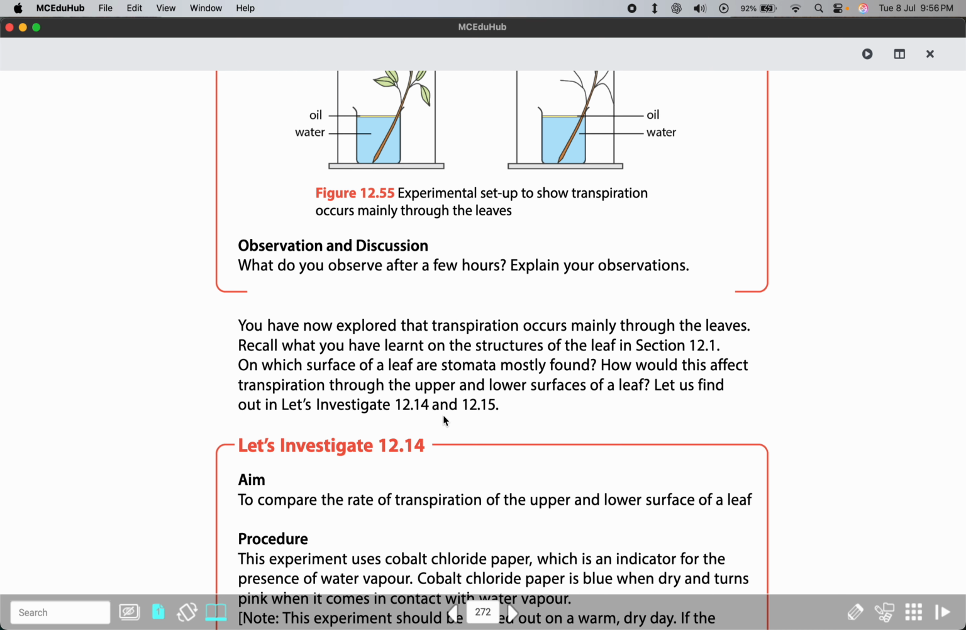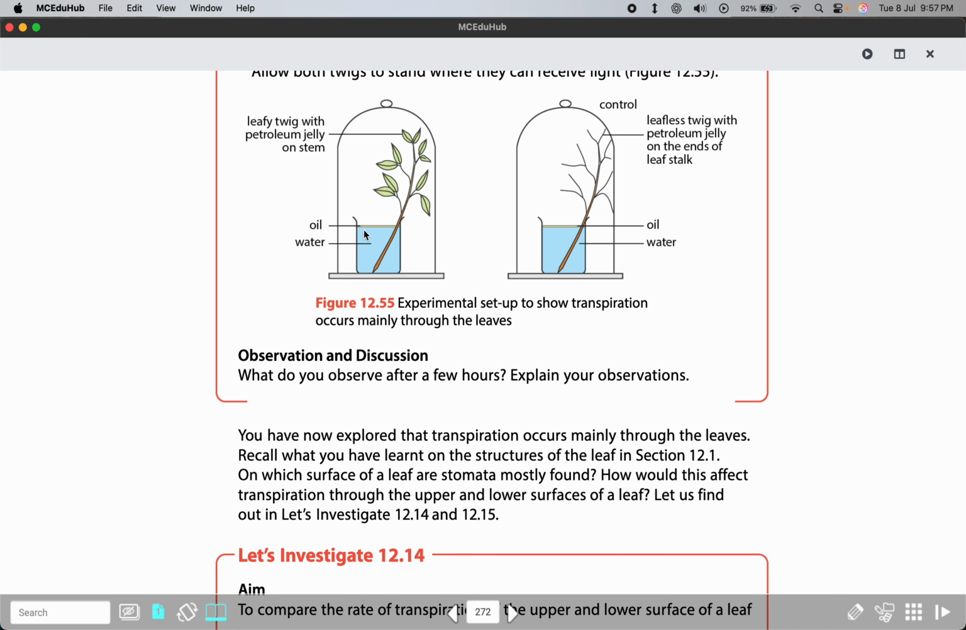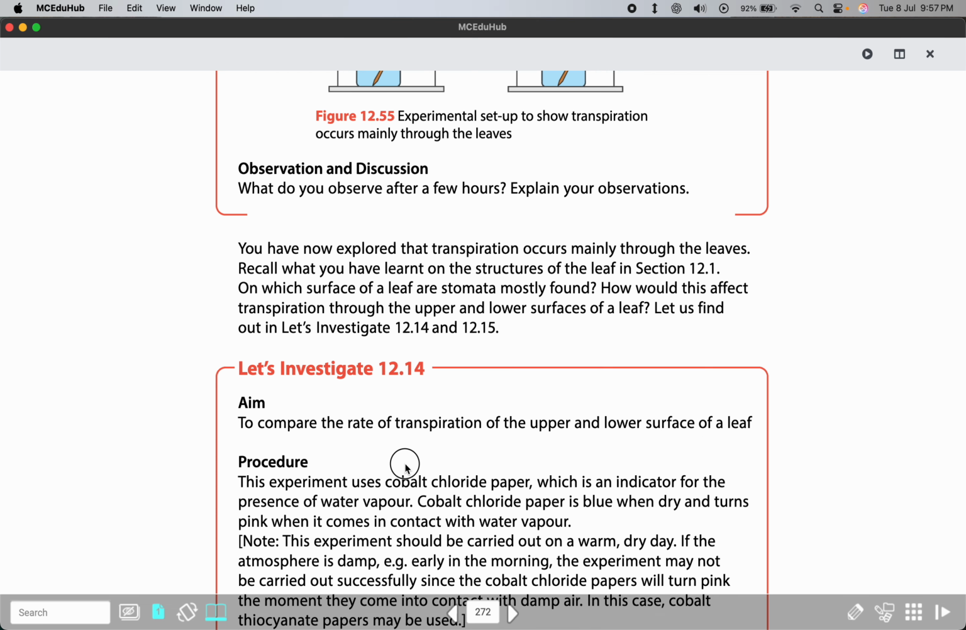So you can actually measure the rate. How much water drops, we can measure in terms of height, or we can measure in terms of the volume of water loss per hour. There are a lot of ways you can do it.